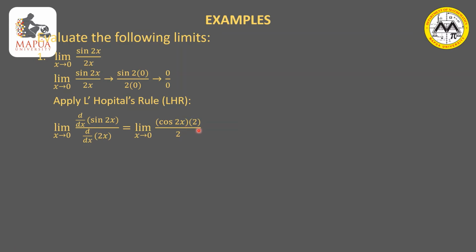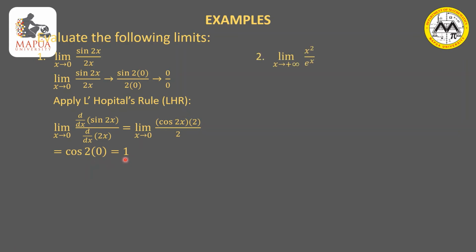Following the rule, differentiating sine u would give us cosine u du/dx. Now, as to the factor 2x, its derivative with respect to x would just be a 2. This now is the limit of f prime of x over g prime of x as x approaches 0. And if we try to evaluate the limit, then we will have the limit equal to cosine of 2 times 0, or simply cosine of 0, which is equal to 1.